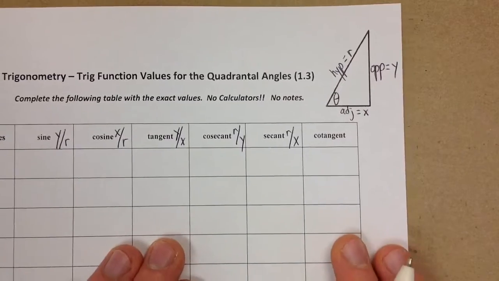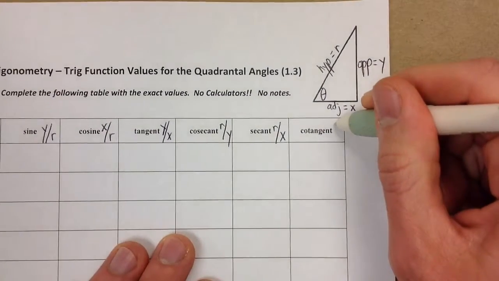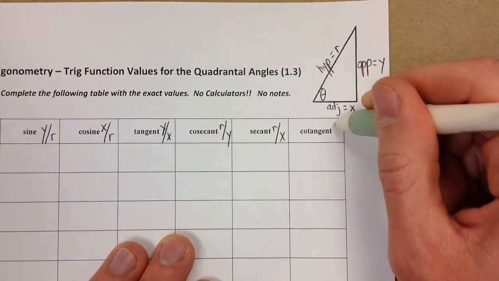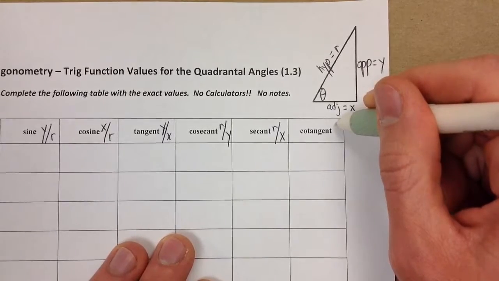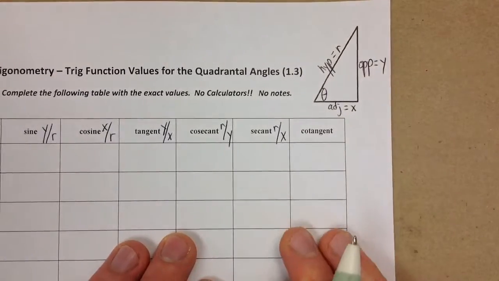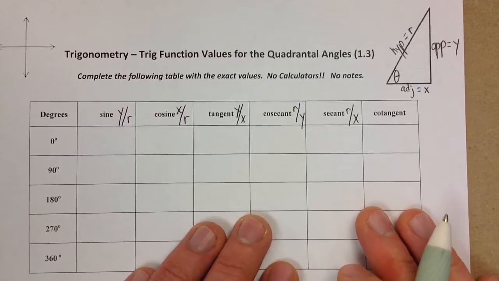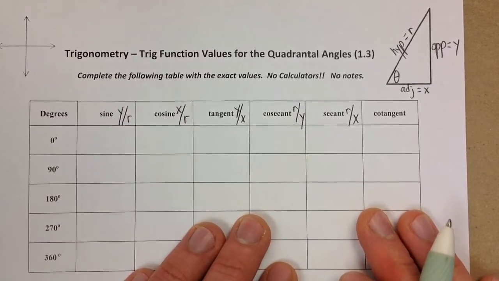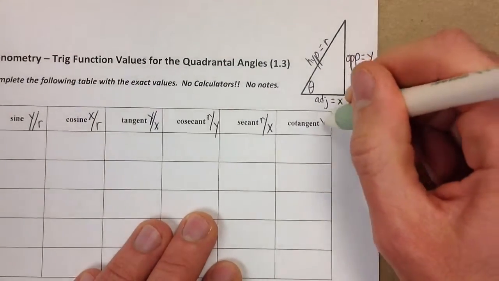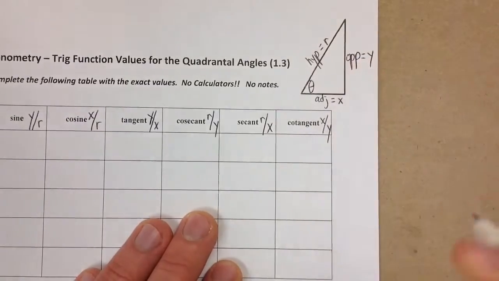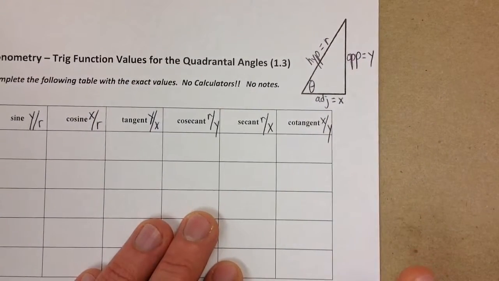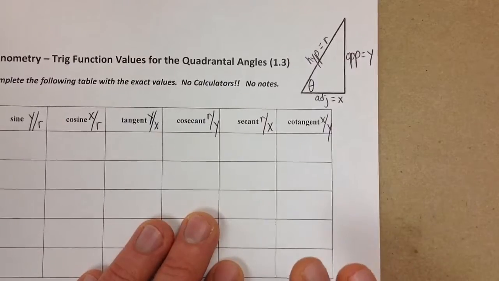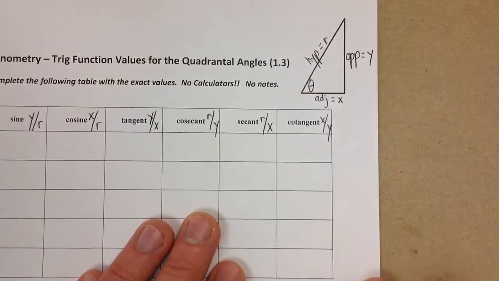Cotangent? x over r? Try one more time. Oh, r over x, sorry. Try again. So tell me what you know about cotangent. Oh, x over y. There you go. Okay. Any questions on the definitions? I would know the definitions in terms of x, y, and r to succeed in this area.